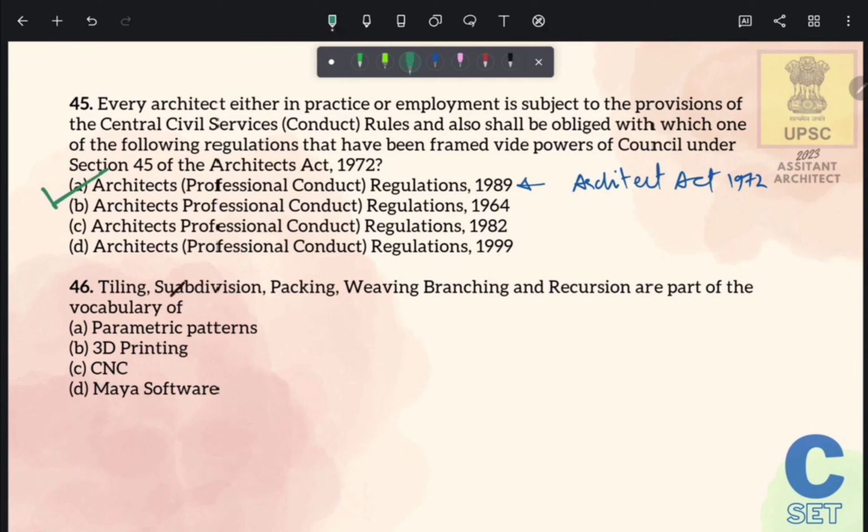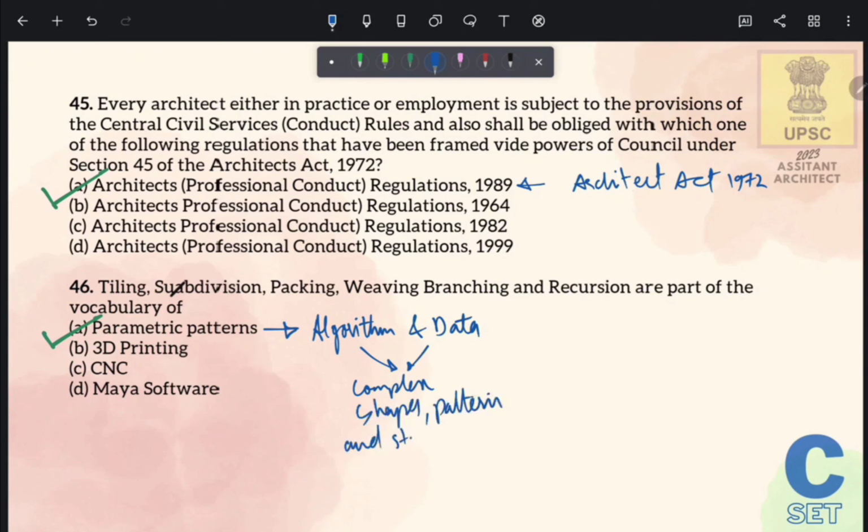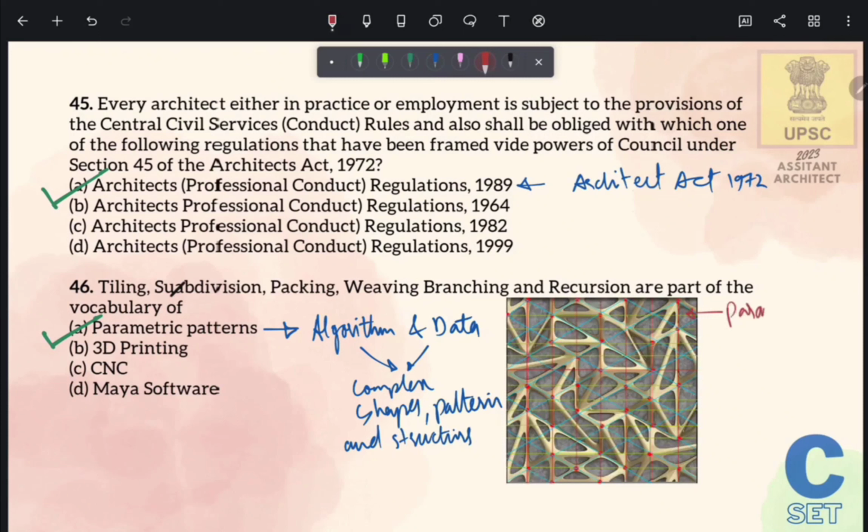Next question is tiling, subdivision, packing, weaving, branching and recursion are the part of vocabulary of... So these are the terms related to parametric patterns. Therefore the correct answer is option number A. And what is a parametric pattern? So it is a creative process that uses algorithm and data and generate complex shapes, patterns and structures. So let's see an example of this. So this is an example of parametric pattern and this was generated using Grasshopper software.